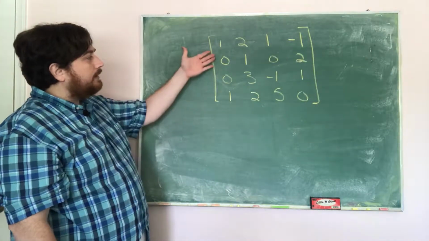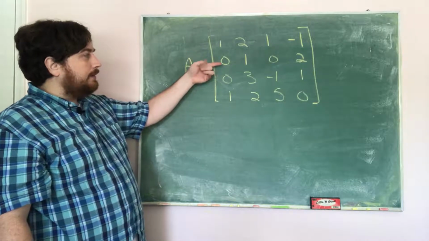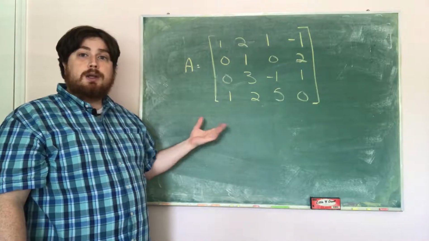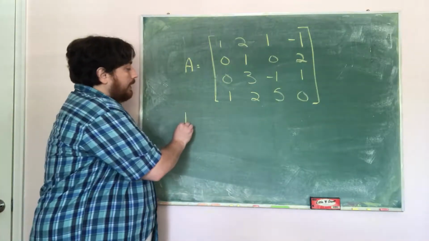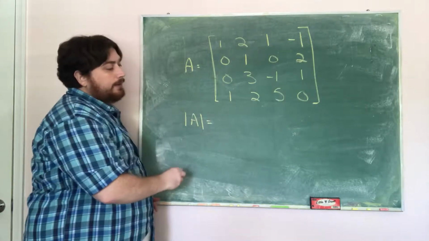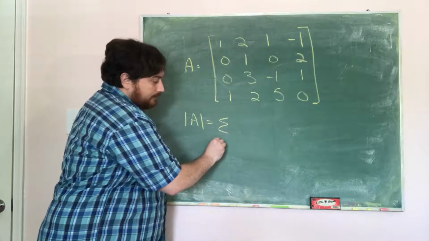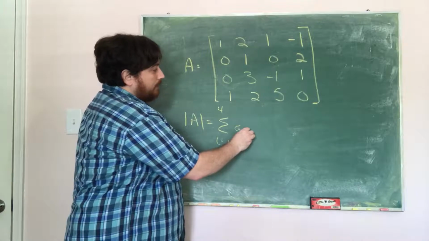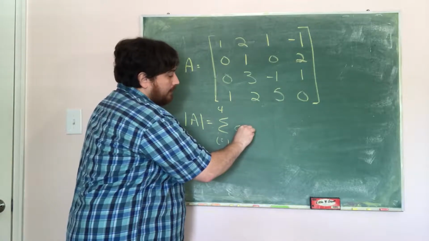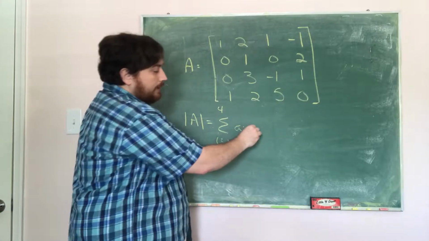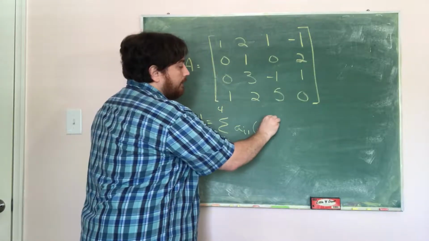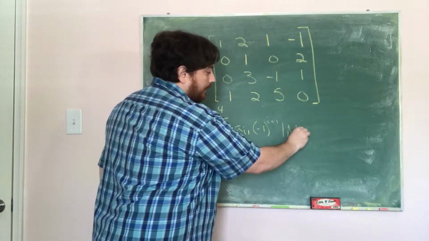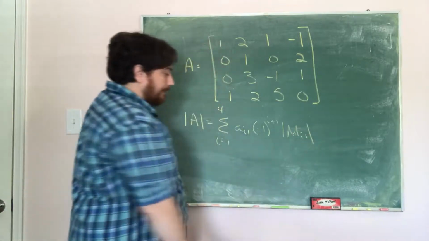Now as I look at this, I notice that there are indeed 2 zeros in the first column. There are 2 zeros in the first row. Either one of those would be good choices, so I'm going to work with the first column. And so the determinant of A is going to be the sum from i equals 1 to 4 of the terms A sub i,1 times -1 to the i plus 1 times the determinant of the matrix left over after I remove the ith row and the first column.